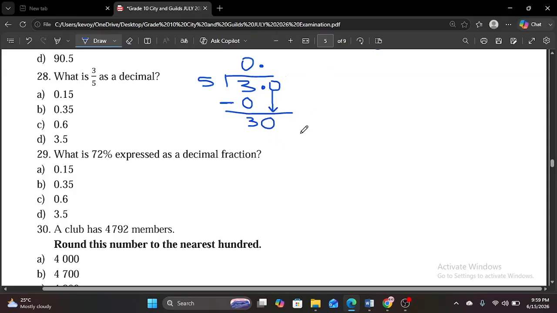After you bring down, you repeat the steps. So you're going to go back to divide. How many times can 5 go into 30? That's going to be 6 times. So 6 times 5, that's going to be 30. Afterwards, you subtract, and you'll have no remainder. So that's going to be your answer right here. That's 0.6.